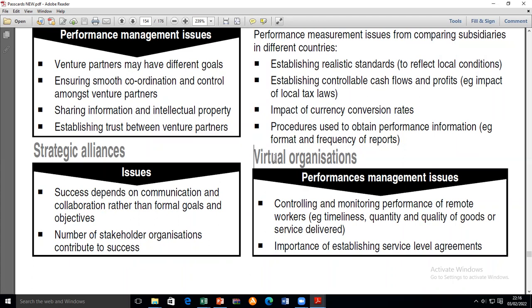Now we are saying when you come to virtual organizations, it's a bit different. These organizations are made up of people who are in different places geographically. However, they still collaborate, work together, and deliver the results.